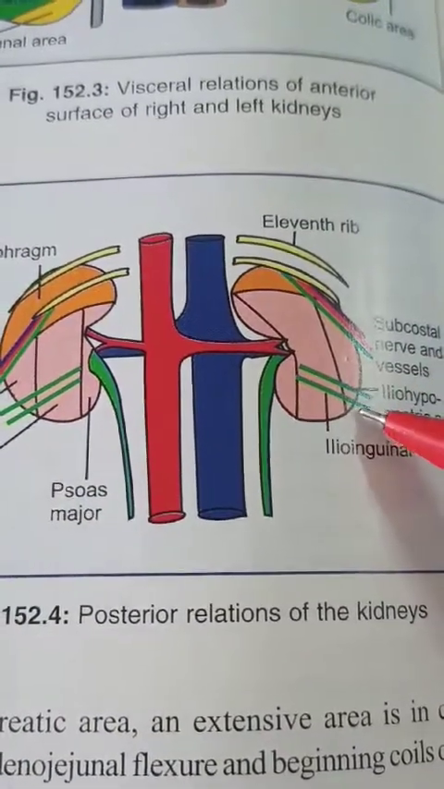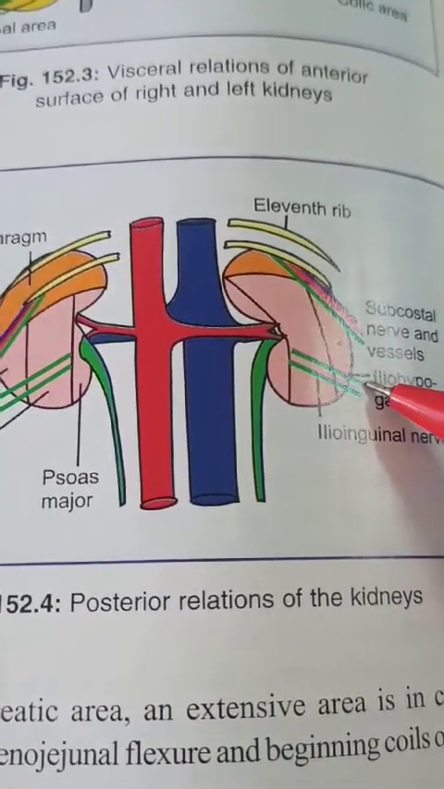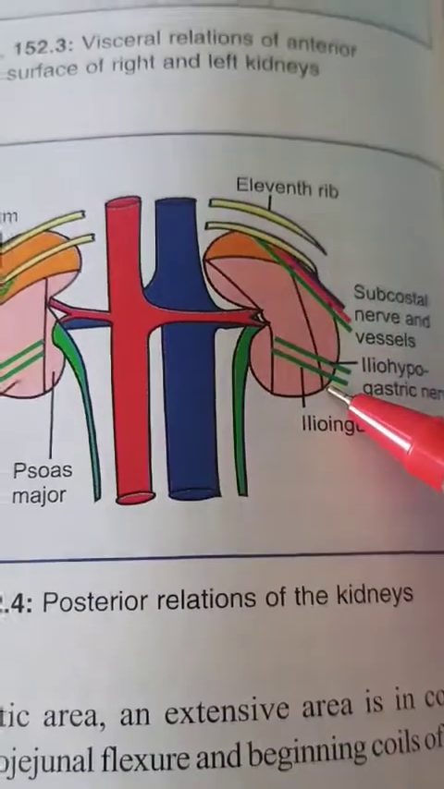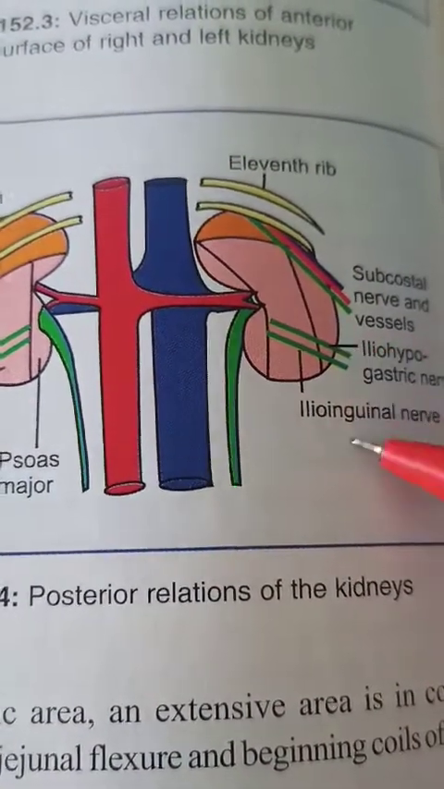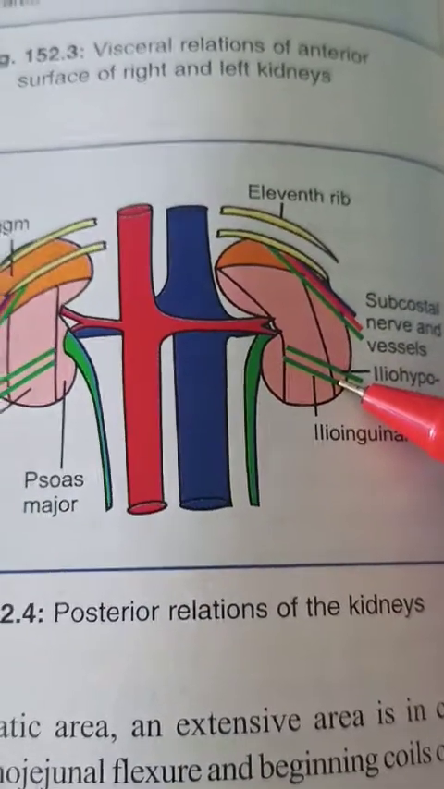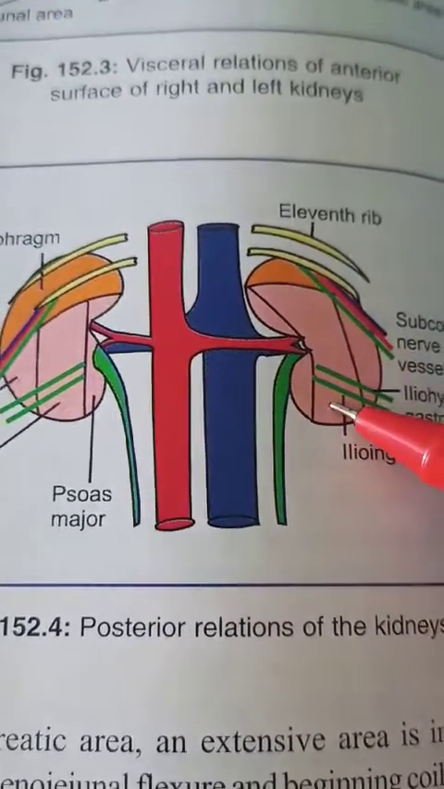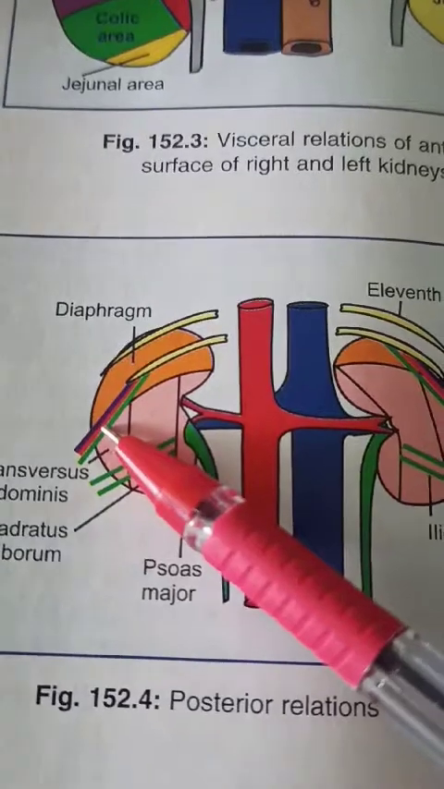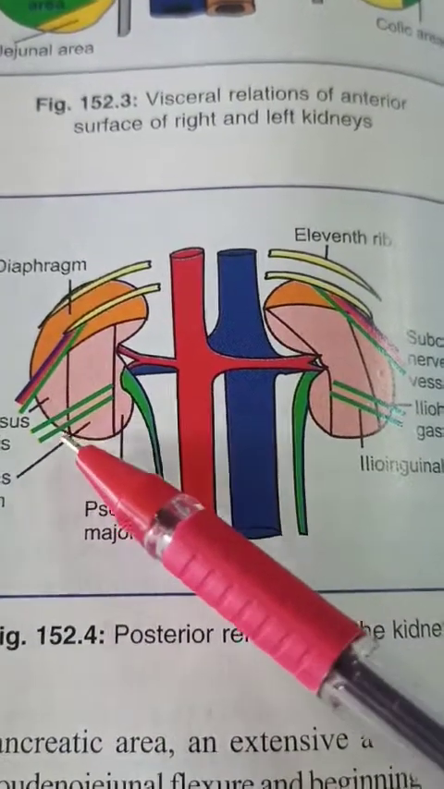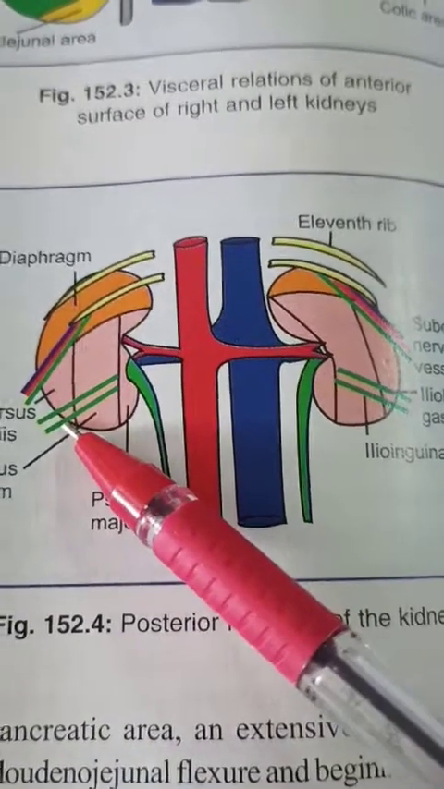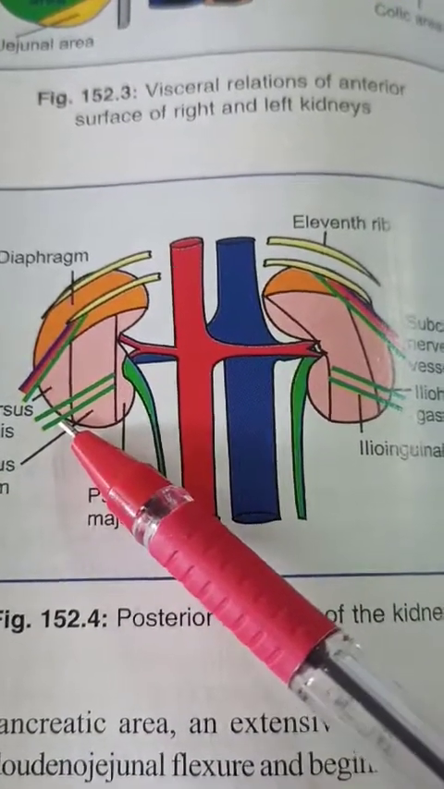Subcostal nerve, then below that iliohypogastric nerve, then ilioinguinal nerve. So these are the three nerves related to the posterior surface: subcostal nerve, iliohypogastric nerve, then ilioinguinal nerve.